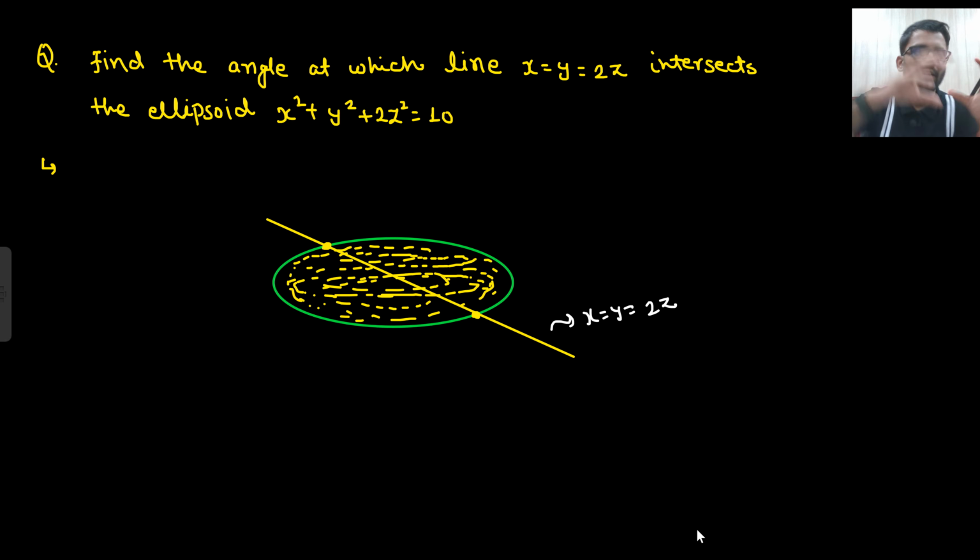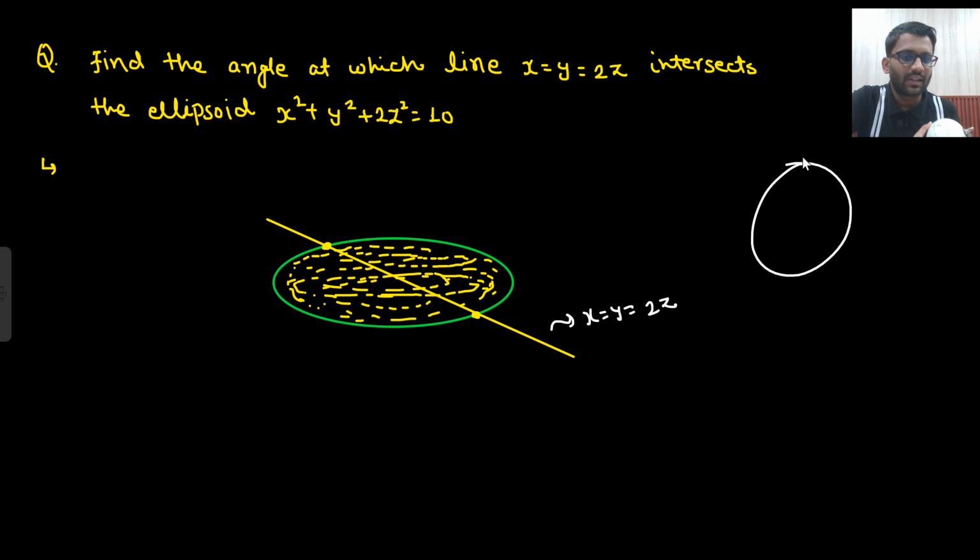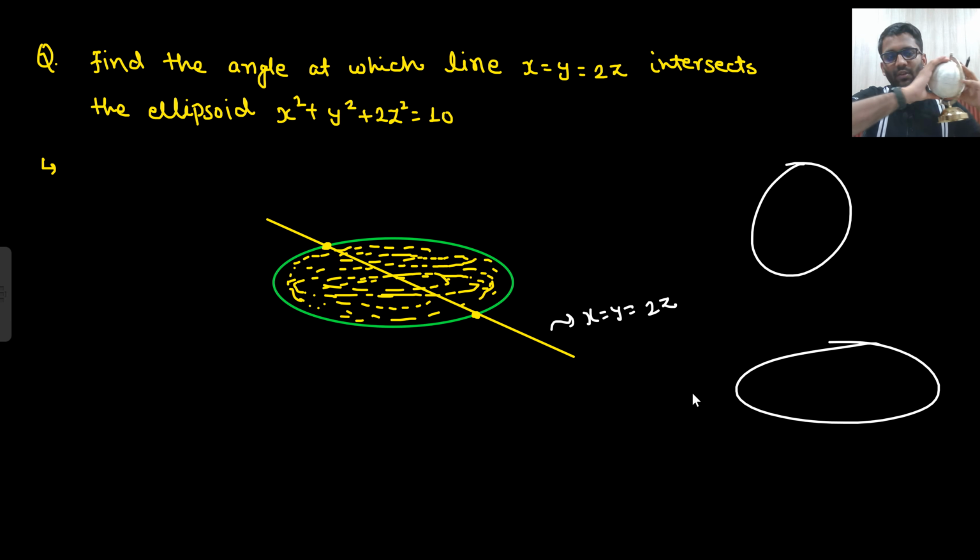This is an ellipsoid. That means if you just squeeze the sphere, you will get an ellipsoid. How will you get an ellipse? This is my circle. If I just squeeze it, I will get an ellipse. So if you squeeze the sphere, you will get an ellipsoid.